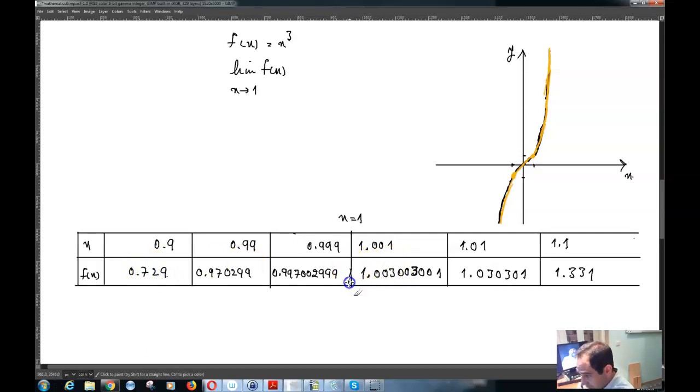So as you can see, as I'm getting closer to 1 from the right, the value of the function is tending towards 1. And that is, of course, this point over here, which is (1, 1). As I'm getting closer to 1 from the left, you can see that the value of the function is tending towards the same value, 0.997, and so on and so forth.